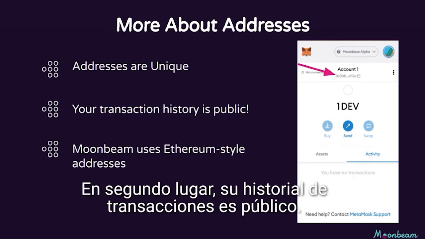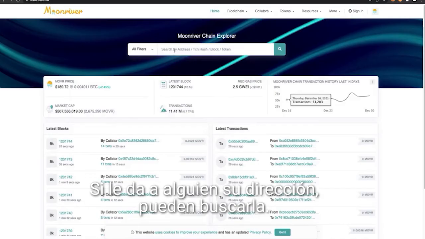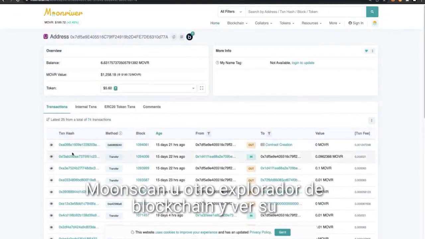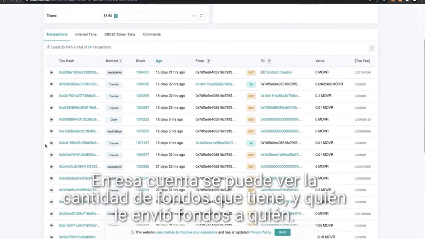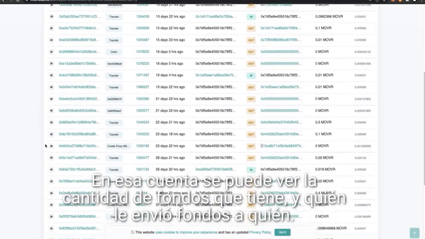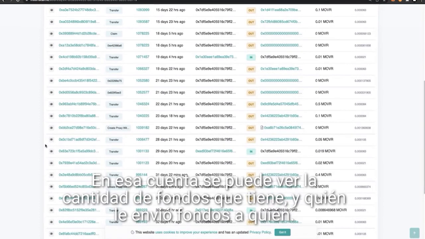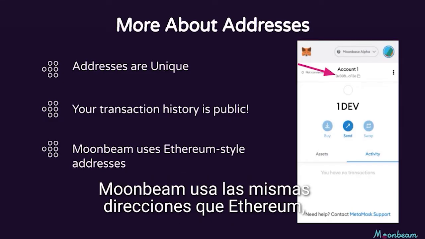Secondly, your transaction history is public. If you give someone your address, they can look it up on Moonscan or another blockchain explorer and see your entire history of transactions for that account. They can see the amount of funds you have, who sent you funds, who you sent funds to. They can see everything.